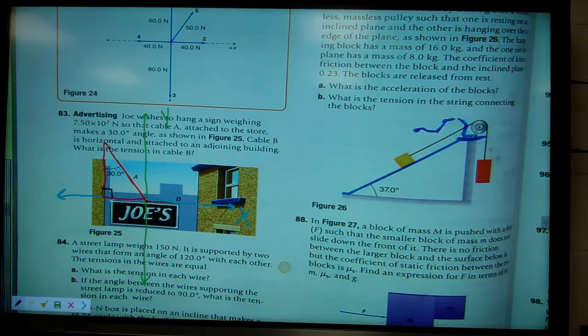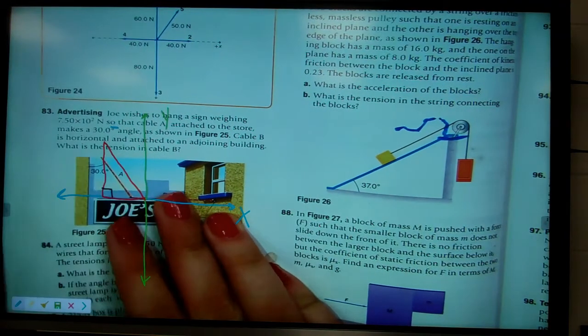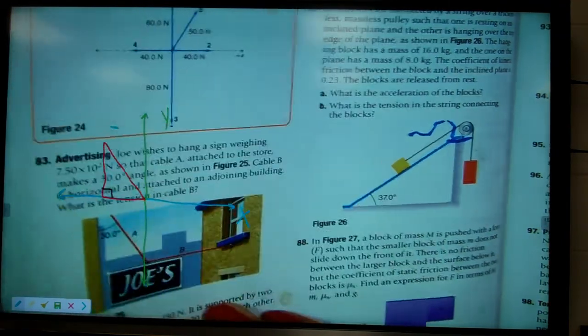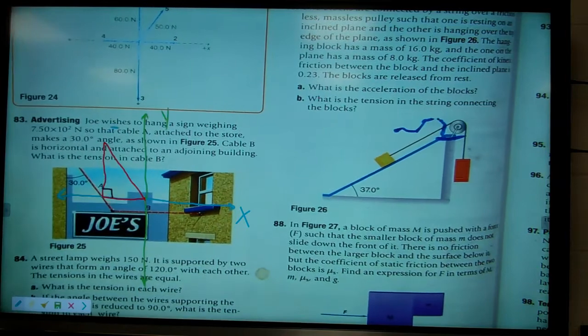Well, it says it weighs something, so cable A would make 30 degrees. If we have to find the tension, remember cable B, that last time you said something about Newton's. I don't know. Never mind. You moved the book. You said something.